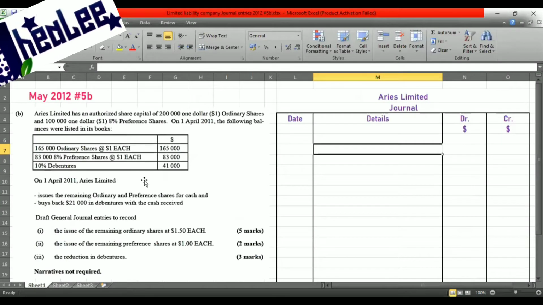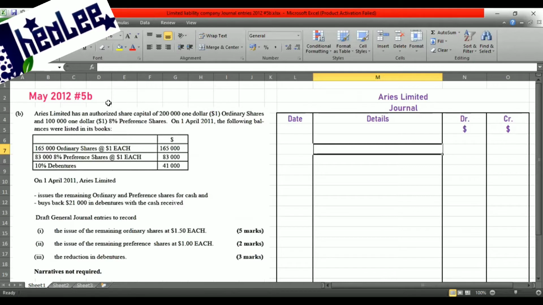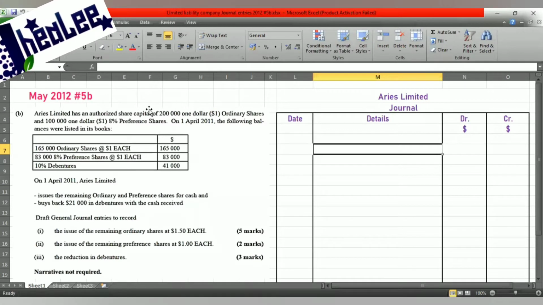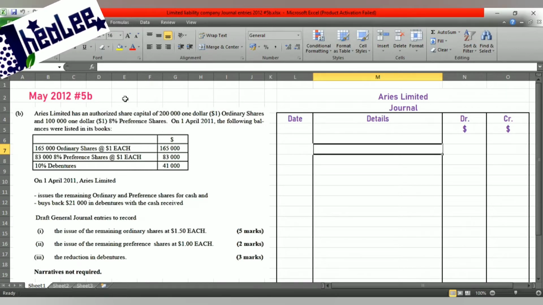This question is taken from May 2012, number 5B. Now, the first thing that you're doing is to read through the question. So the question reads, Aries Limited has an authorized share capital of $200,000 ordinary shares and $100,000 8% preference shares. When we say authorized, remember that was looked at in our previous lesson. The link is in the description below.